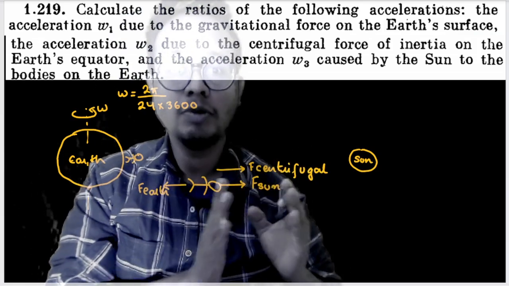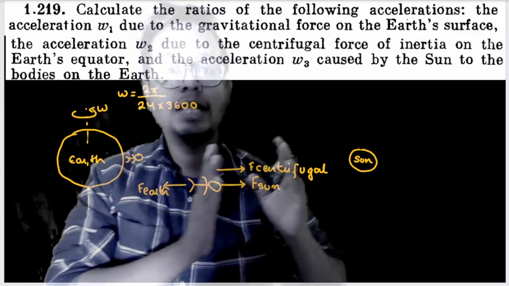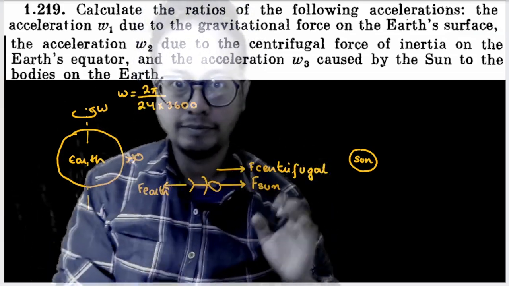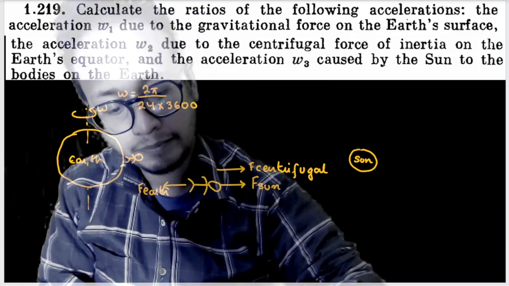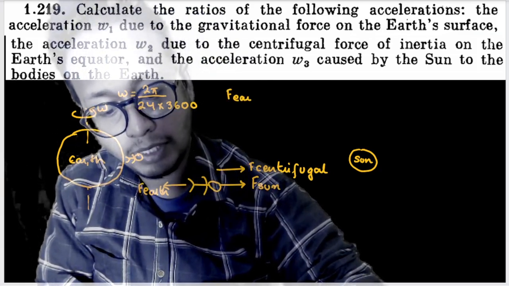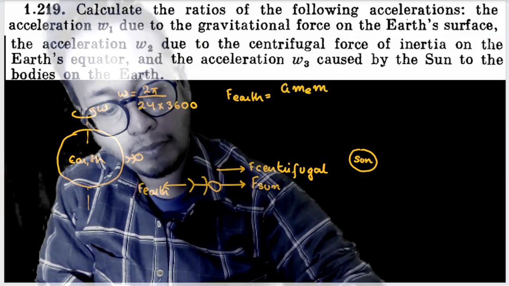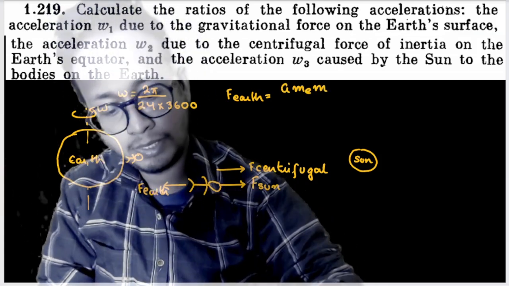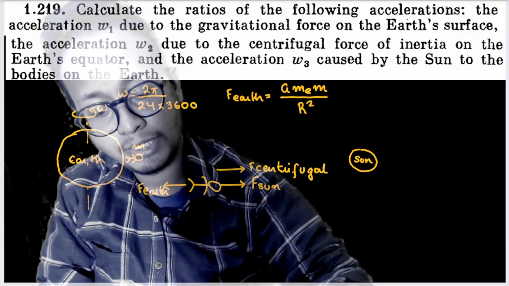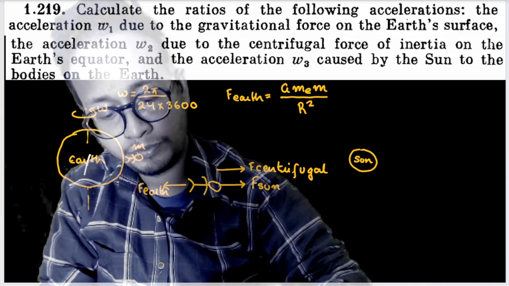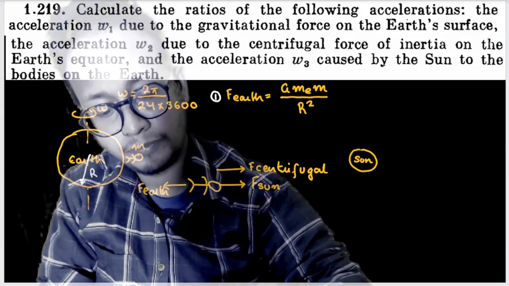We are only concerned about the magnitude of the gravitational force due to Sun, the gravitational force due to Earth, and the centrifugal force on the equator. Understood? We have to find the ratio of these forces. So gravitational force due to Earth is nothing but G into mass of Earth into mass of this man divided by R square, where capital R is the radius of Earth.